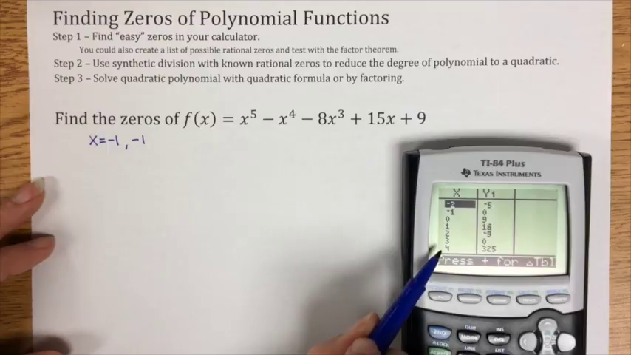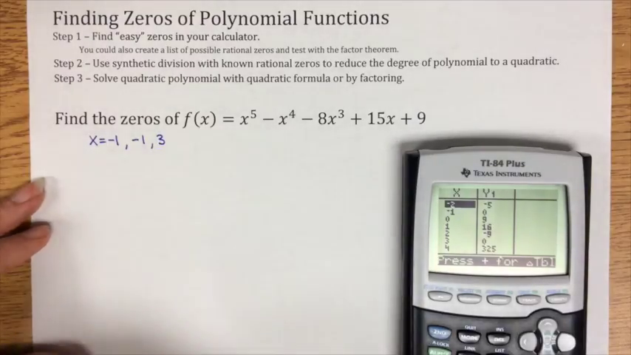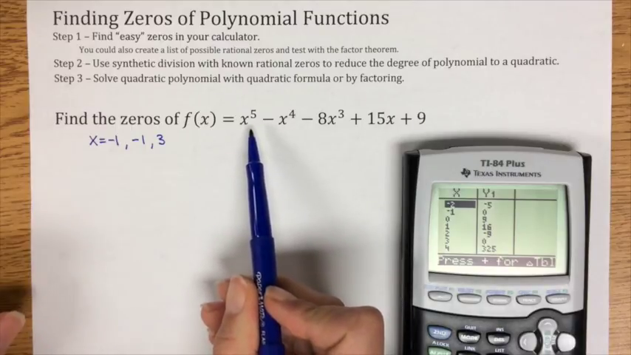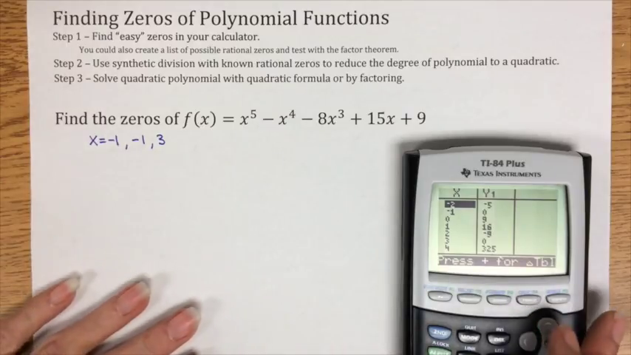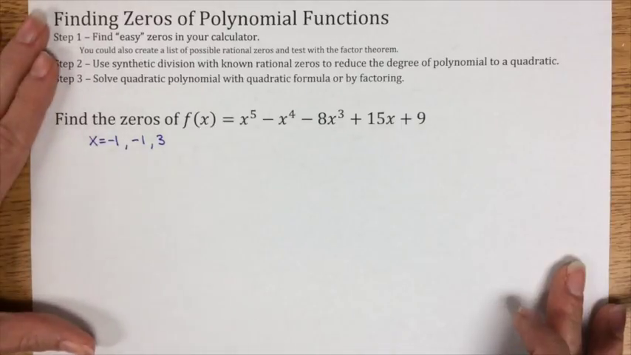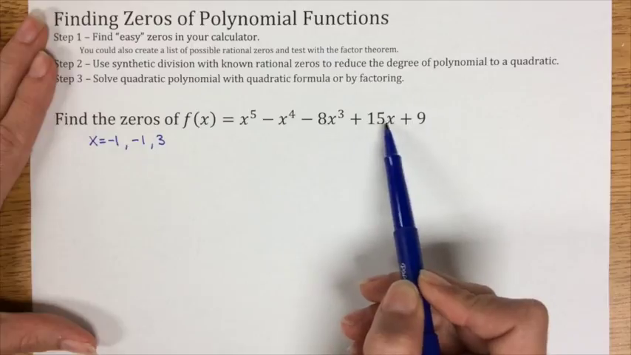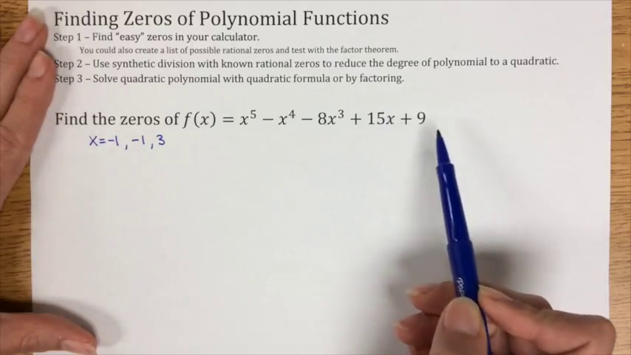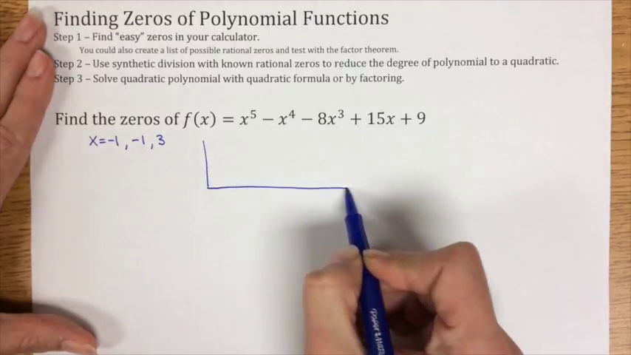And I see 3 is also a 0. So if all 3 of those are zeros, then I will be able to bring this down to a quadratic and then use the quadratic formula. So let's give it a go. We're going to start off with synthetic division. And we have 5, 4, 3. We do not have a squared term, so we're going to need a placeholder, 1 and our constant. All right, so let's set it up.